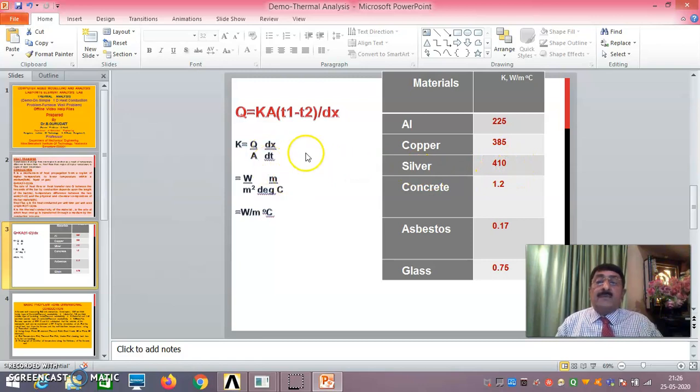See here, I'll show how you get the units for K. Q is equal to K A (T1 minus T2) by dx, no? Or K is equal to Q dx by A dT, since dx goes to the top. Q is in watts, A is in meter square, dx is the distance in meter, dT is in degree centigrade. One meter and meter get cancelled, leaving watt per meter degree centigrade. That is why your unit for K will always be watt per meter degree centigrade.